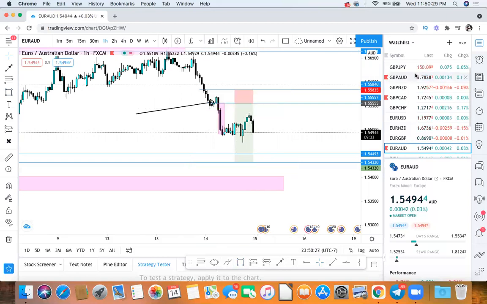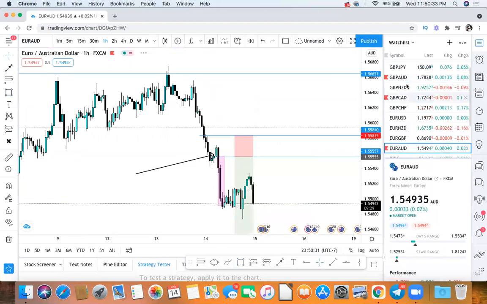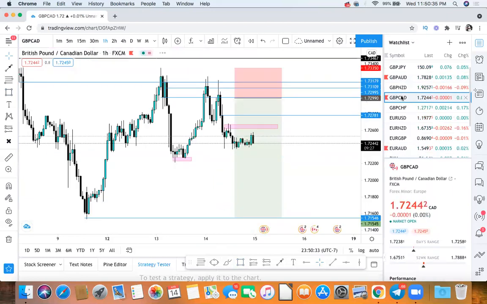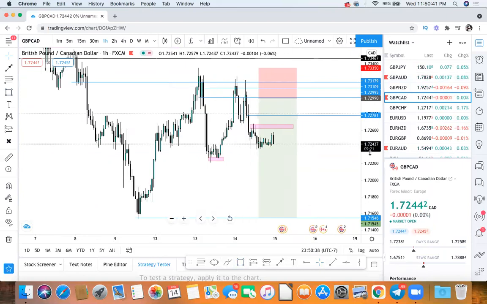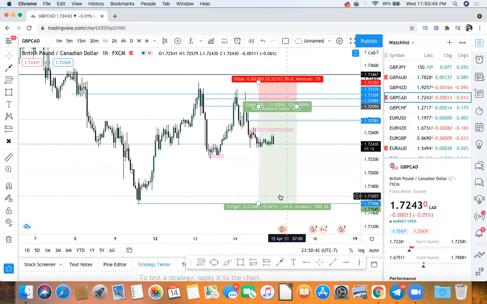So those are the only pairs I'm taking a look at for tonight, which is GBP AUD and Euro AUD, and then GBP CAD. We're already running it for sales. We're running some pretty good fat profits here on GBP CAD. We should definitely be seeing GBP CAD drop all the way down to 144 pips, which is our take profit.